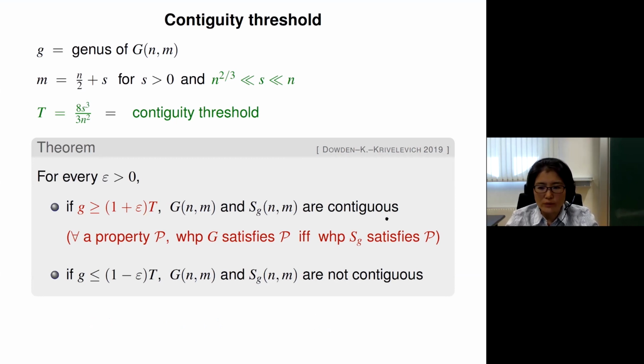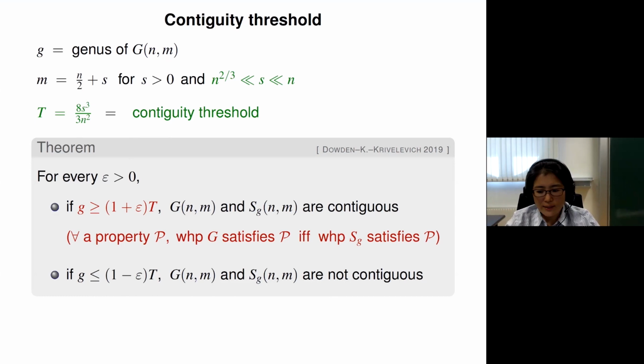are contiguous. I will just repeat what we mean by contiguous. For every property P, with high probability GNM satisfies the property P if and only if with high probability SGNM satisfies the property P. So from the high probability point of view, they are indistinguishable. On the other hand, if the genus is slightly smaller than this quantity T, then GNM and SGNM are not contiguous. Therefore, we call this quantity T the contiguity threshold.